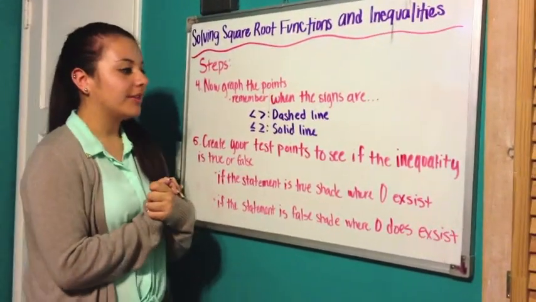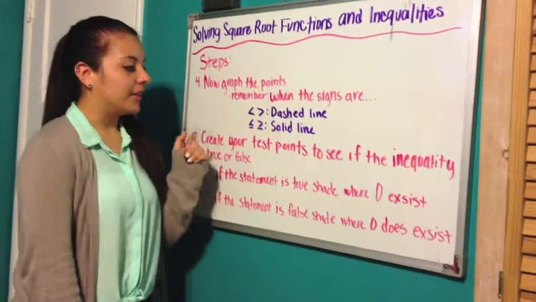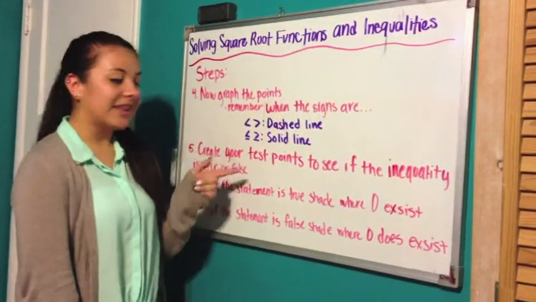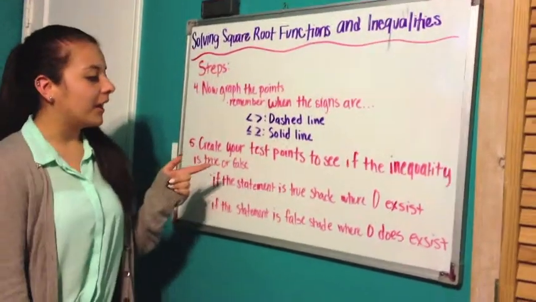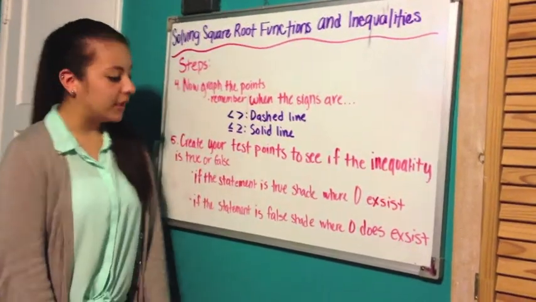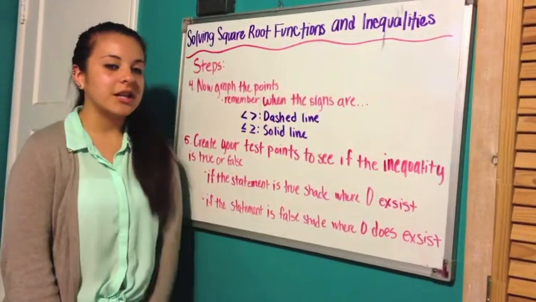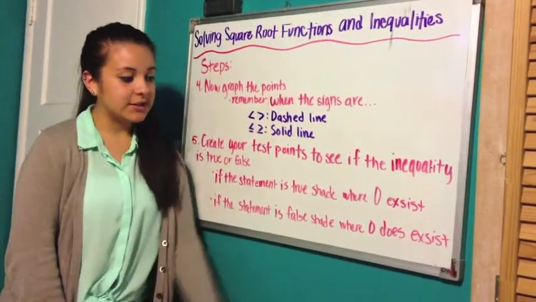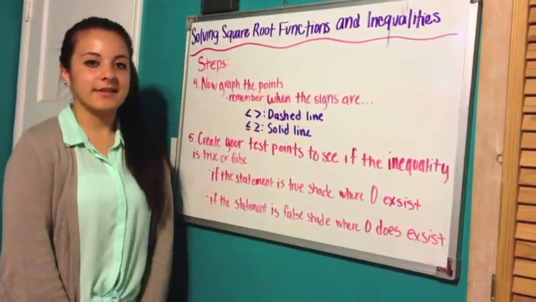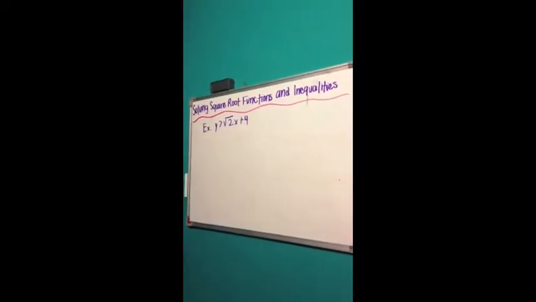Remember, when the signs are greater than or less than, it's a dashed line. When it's greater than or equal to, less than or equal to, it's a solid line. Step 5. Create your test points to see if the inequality is true or false. If the statement is true, shade where 0 exists. If the statement is false, shade where 0 does not exist. Now we are ready to solve a square root inequality.